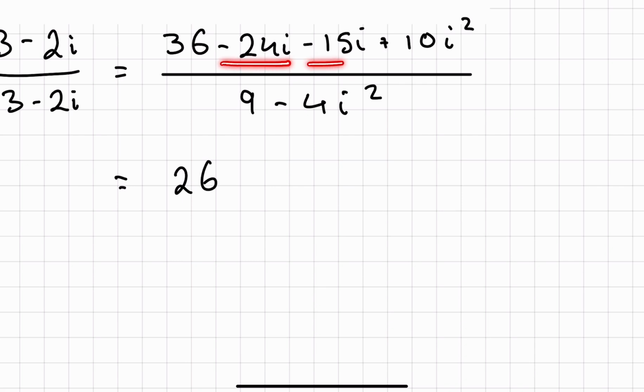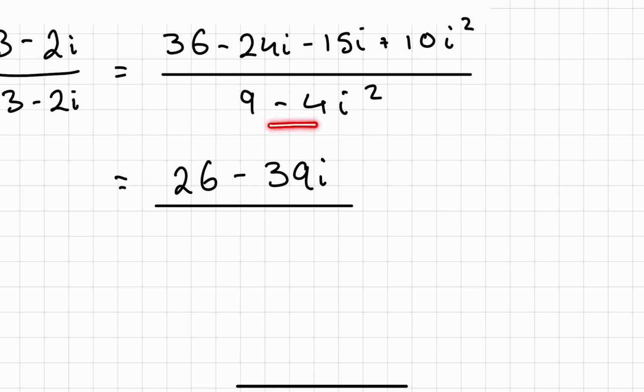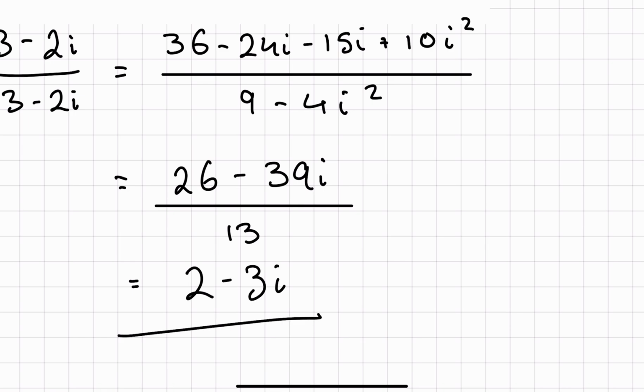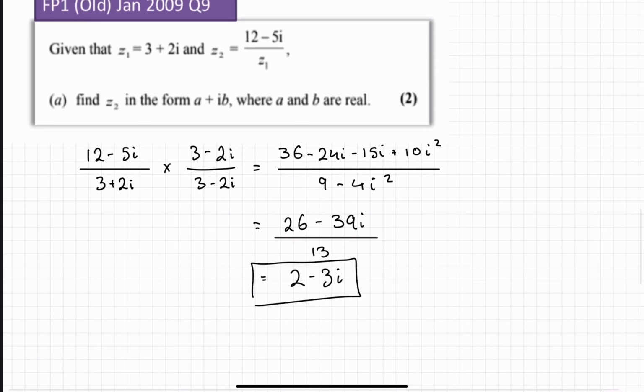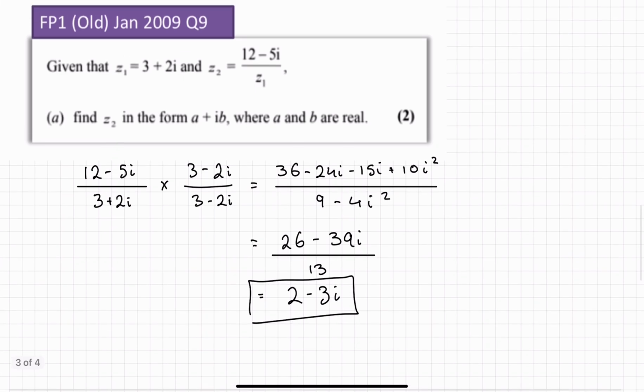Minus 24i minus 15i, we should collect like terms here. And then minus 4 times minus 1 becomes positive 4, so 9 plus 4 is 13. And let's clean this up. 26 over 13 becomes 2. 39 over 13 becomes 3. And there's your final answer. Done. So hopefully we all got that.